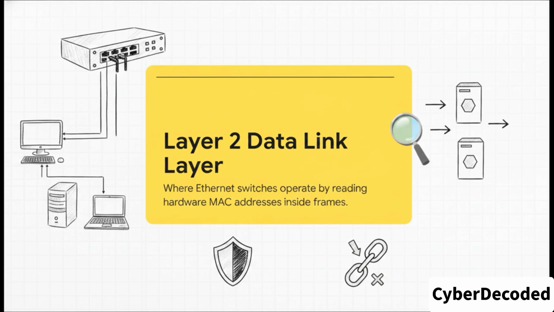But here's the absolutely crucial takeaway. At Layer 2, a switch doesn't understand IP addresses. It's not looking at your IP packets at all. Instead, it reads the physical, hard-coded hardware addresses tucked inside those Ethernet frames. You know them as MAC addresses, to make its forwarding decisions.